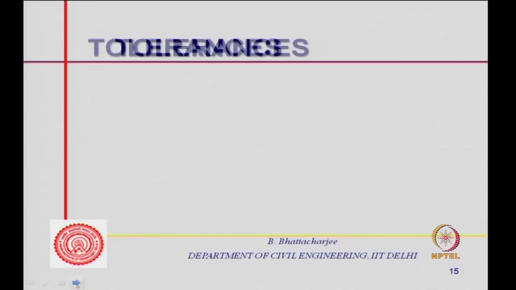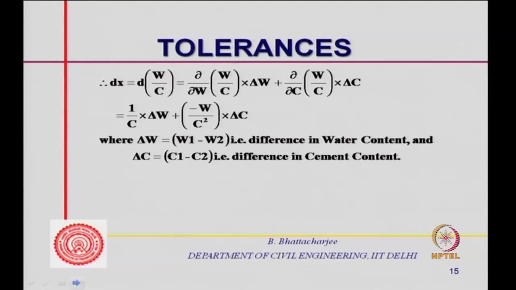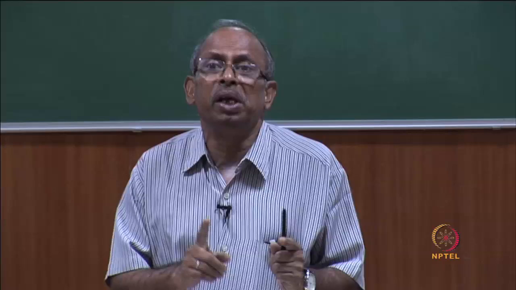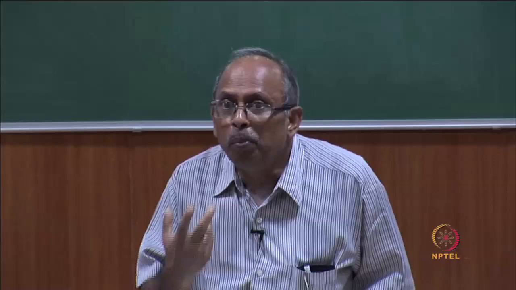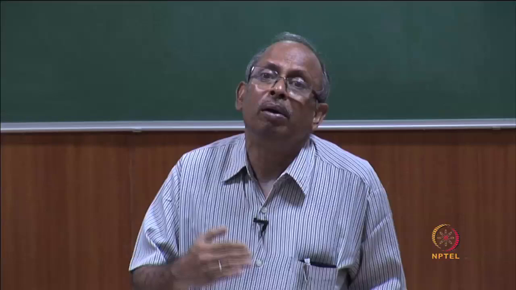So, proper batching is related to quality. Quality is related to variation: lower variation, better quality. If your proportion is not maintained well, then you will have poorer quality. More error in measurements makes the quality poor, because the dispersion is more.